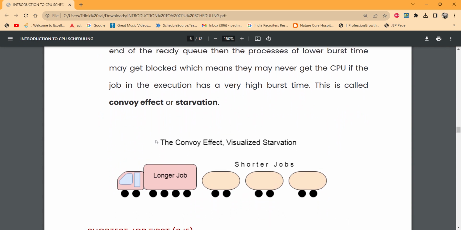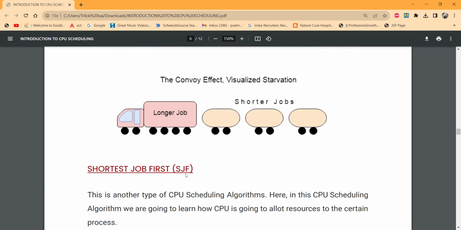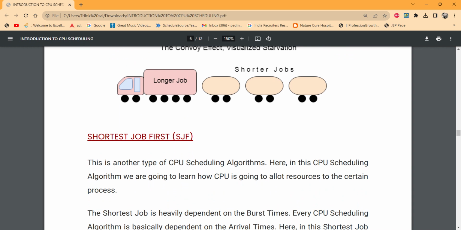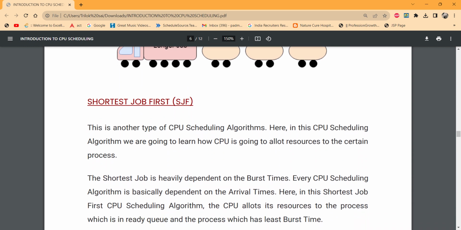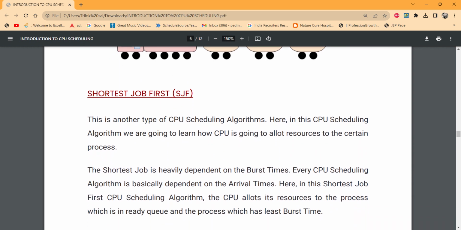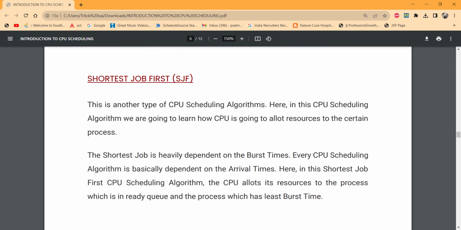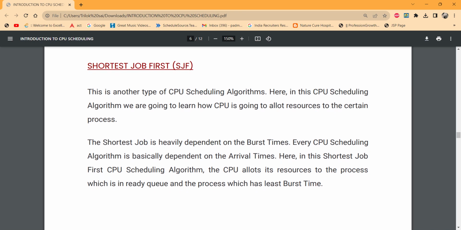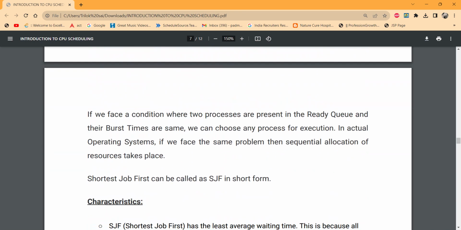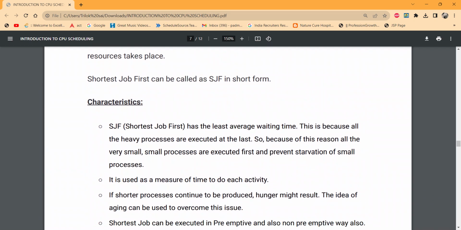This is the longer job and these are the shorter jobs. The front truck is the CPU. The shortest job first algorithm is a CPU scheduling algorithm that mainly gives the process to the CPU based on the burst time. In this algorithm, the process that I told you about, which has a very low burst time of 2 units, will be given first priority to work with the CPU. As a result, there won't be any starvation effect in the shortest job first.